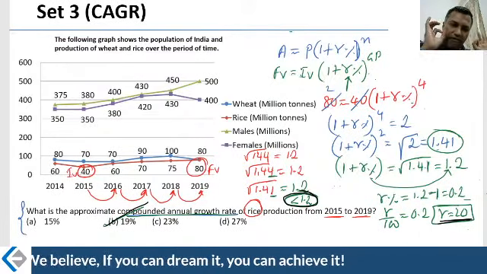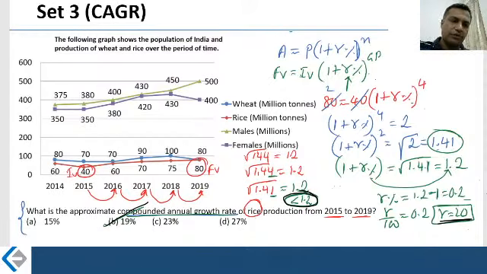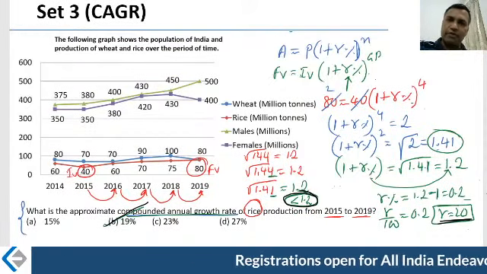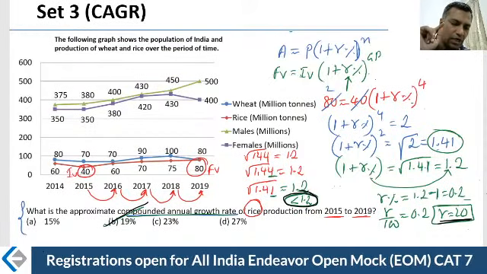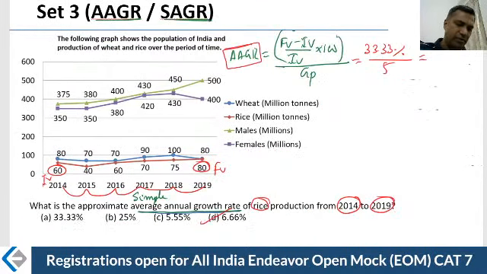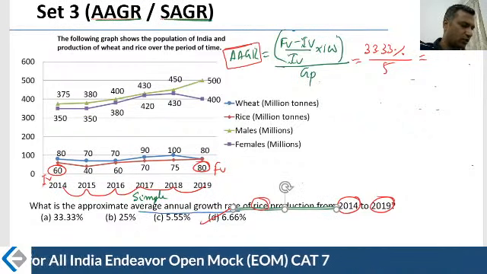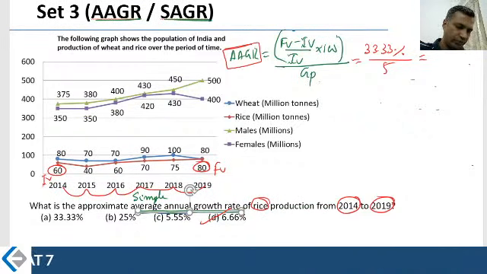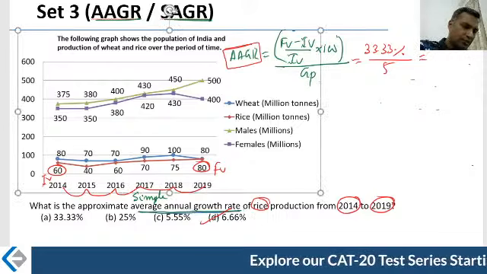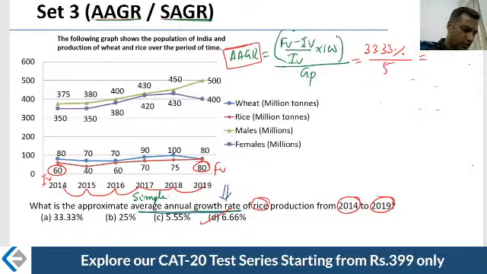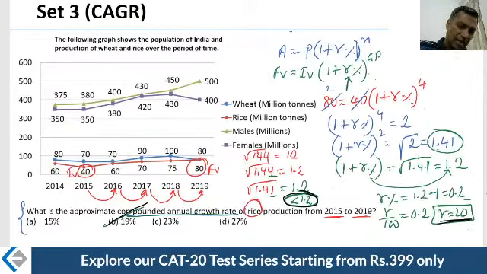I guess everybody understood the difference between simple annual growth rate, in the previous question, and this particular question, which is talking about average annual growth rate. Earlier, in the last question, I spoke about simple annual growth rate. In this question, I spoke about average annual growth rate.